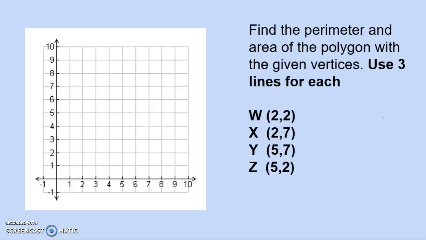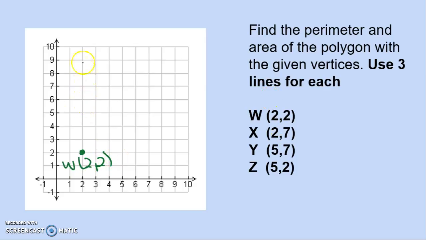Number 12 asks us to find the perimeter and the area of a polygon with the given vertices. So we need to first label our points. Let's do it in green. We have 2, 2. That's W. We still need a label. Do not forget to label.